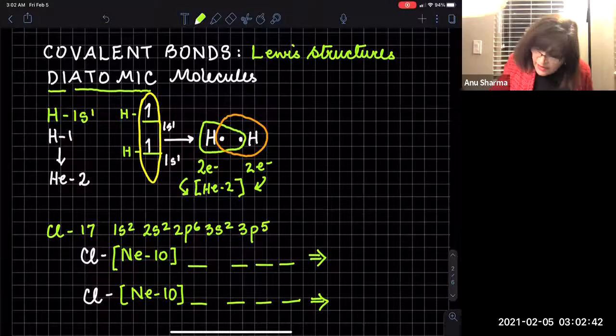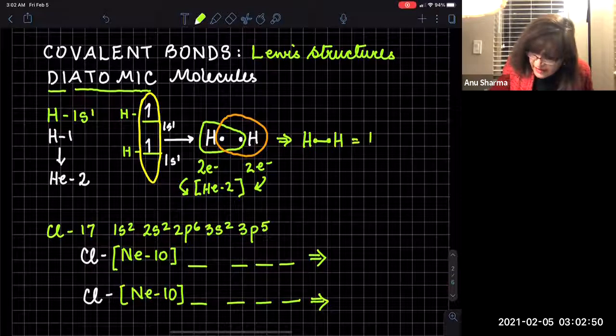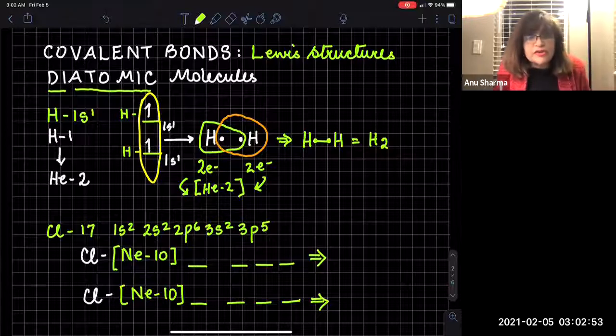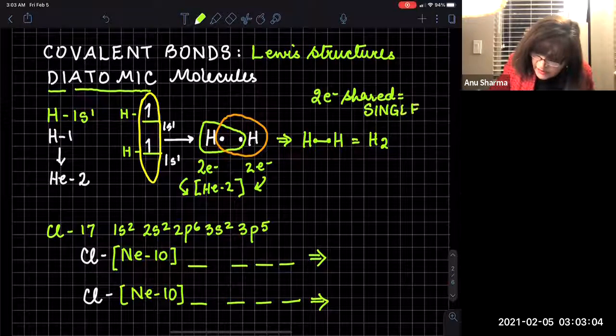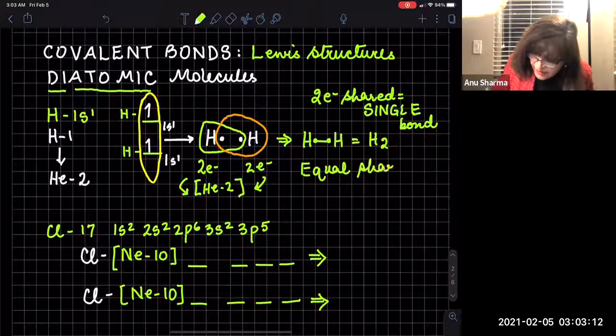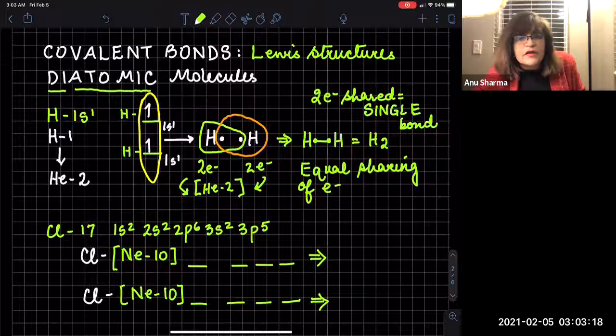Okay. So now how do you show this? This is like a single bond, and this then is H2. So whenever 2 electrons are shared, a single bond is formed. And that single bond is equal sharing of electrons. This equal sharing of electrons creates a non-polar bond.